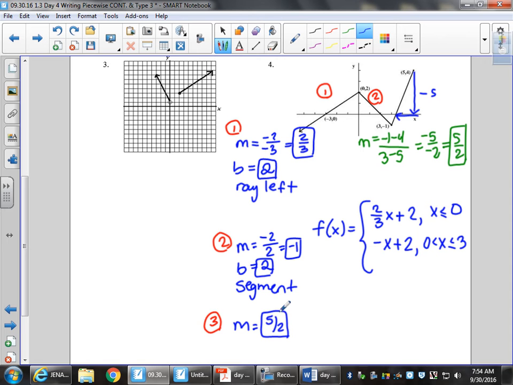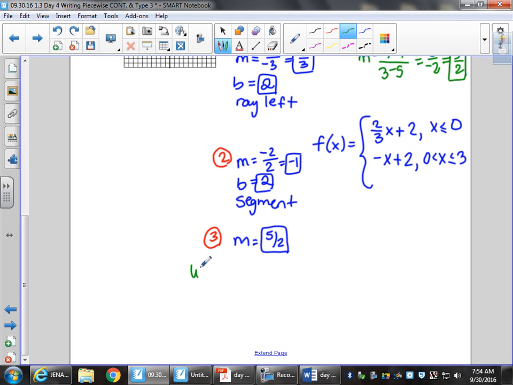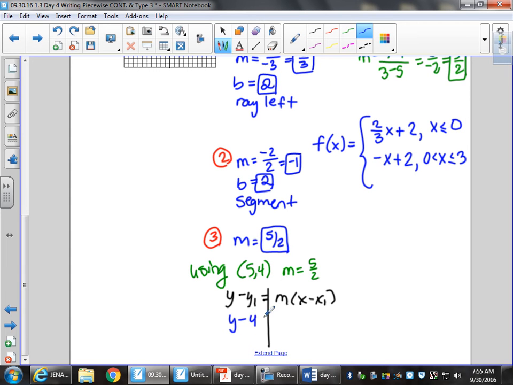What do we not know? Yeah, we have no idea about the y-intercept. But what awesome little tool do we have in our toolbox? Point slope form. What point would you like to use? Do you want to use 5, 4, or 3 comma negative 1? Okay. So using 5, 4, and m equals 5 halves, let's work on point slope form. What's point slope form again? Good. Just going to work this through, and then we'll see if we match. So that would become y minus 4 equals 5 halves, x minus 5.